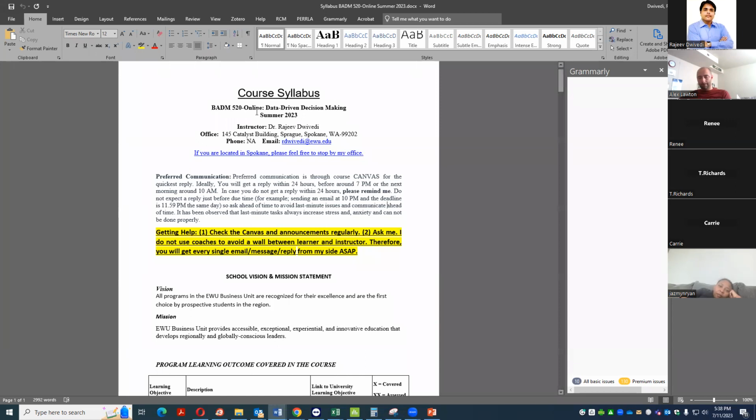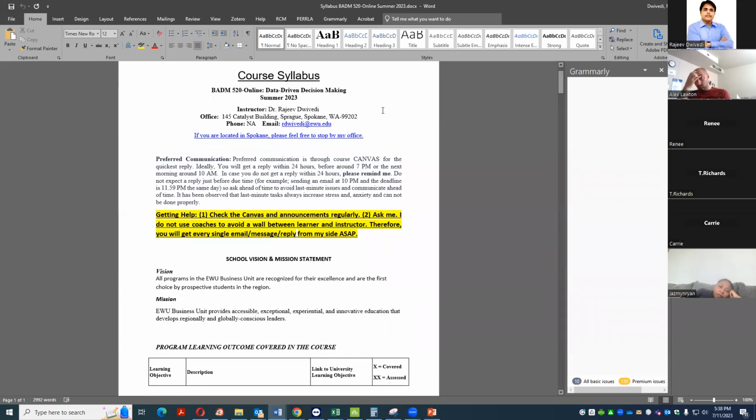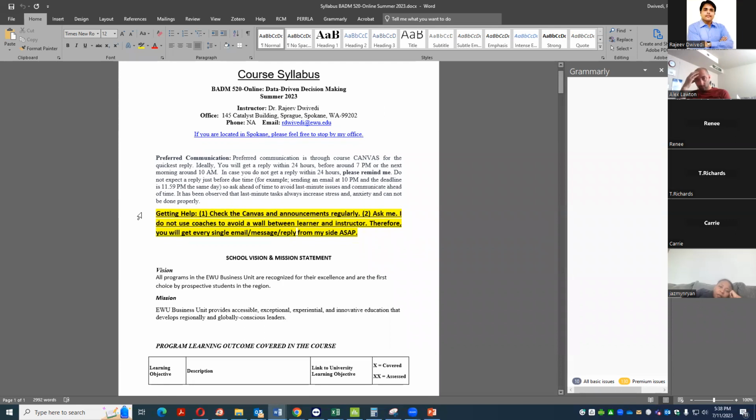So this is BADM 520. It's data-driven decision making, how you can make decisions based on data. This is what we are going to learn. Always, a very important thing in order to be very successful in this course, is to always check the announcements, because I put all information, everything, in announcements regularly.